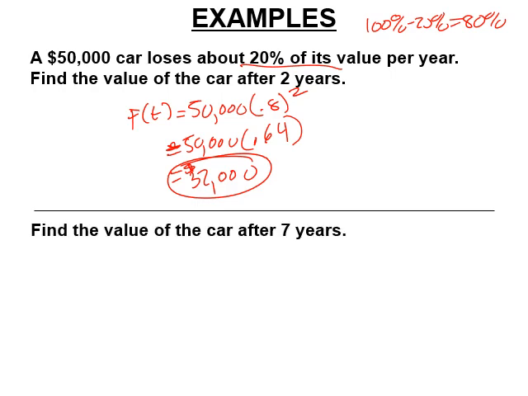Let's find the value of the car after 7 years. So we're assuming that it's going to continue to lose 20% per year, so it's going to be 80% of the previous value every year. And so now we're going to do 0.8 to the 7th. This is bad news for your car.